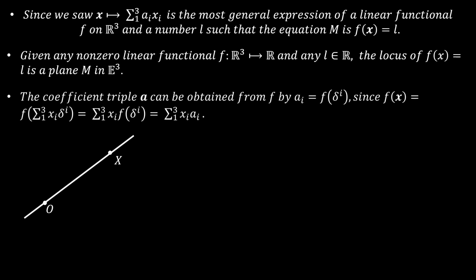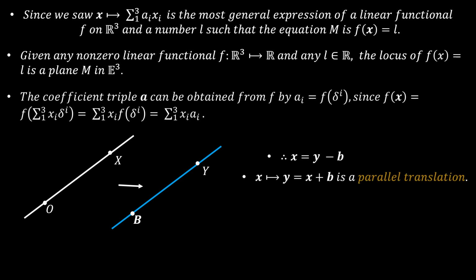One thing we could also say is that if we have a line that contains points O and X, and that is transformed in a parallel fashion into a line that contains B and Y, we can say that the vector x is equal to the vector difference of y and b. This is a transformation where x is transformed to y by adding a given vector b to the original vector x. This is called parallel translation, which is just an addition of a given vector to the original vector.